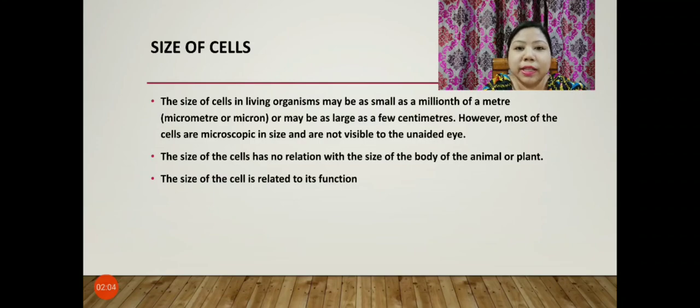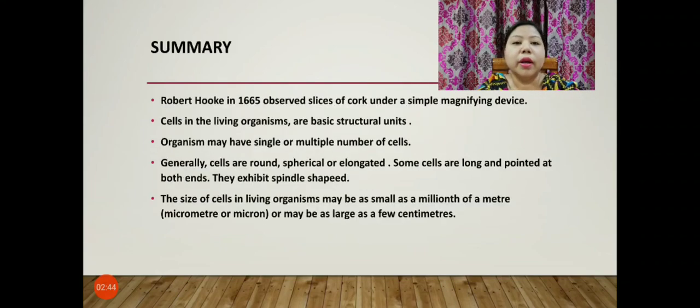So if we take an example of a cell, the nerve cell in both elephant and rat is branched and long. So it depends on the function of the cell. What is the function of that particular cell in the living body? And the function of the nerve cell both in an elephant and a rat is the transferring of messages from one part of the body to another. So the size of the cell is actually related to its function, and it is not related to the size of the body of the animal or the plant.